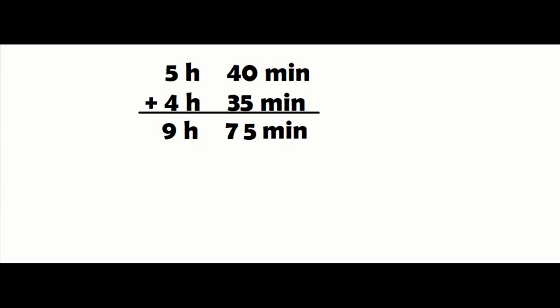What do you notice? The minutes exceed 60 minutes because we have 75 minutes. When the minutes are 60 or more, we minus 60 from the minute side, right? And we know that 1 hour equals 60 minutes. So if I minus 60 minutes from 75 minutes, I should have 15 minutes remaining, right?